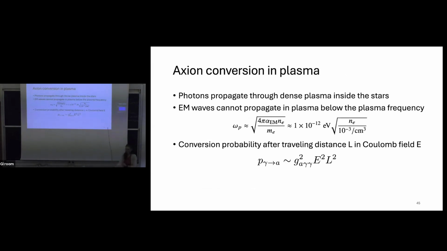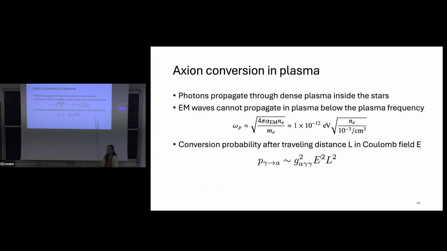Okay, so why is that? Now we have to talk about axion production in plasmas. So what is a plasma? It's a region where there's lots of charges, for the purposes of this talk anyway. There's a lot more going on.